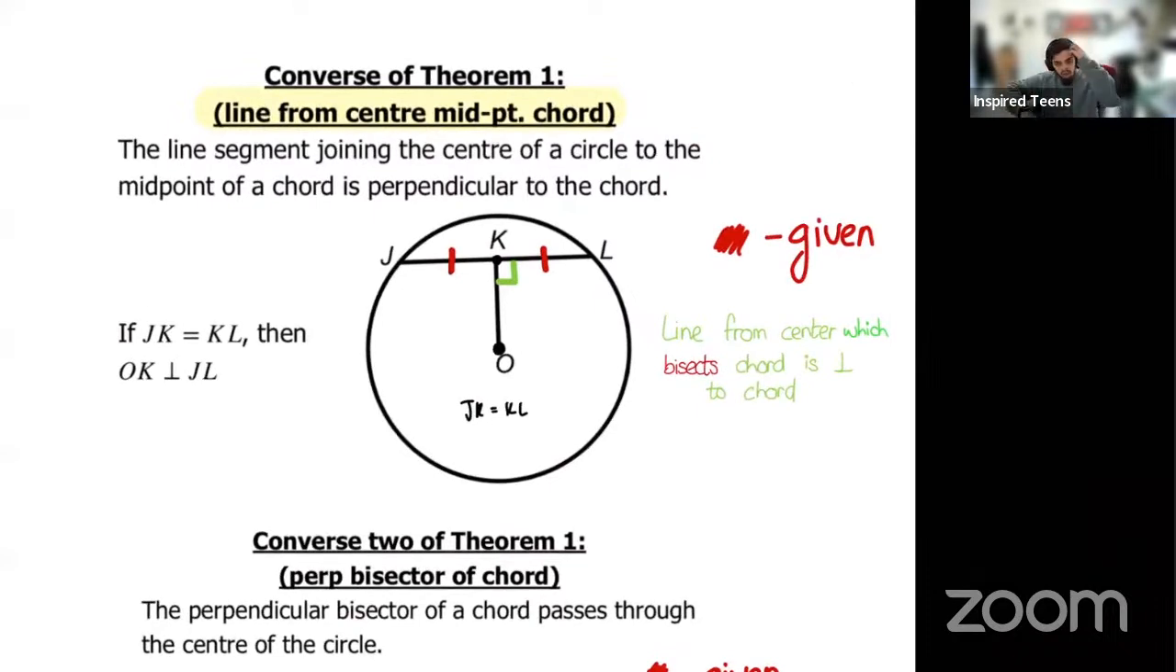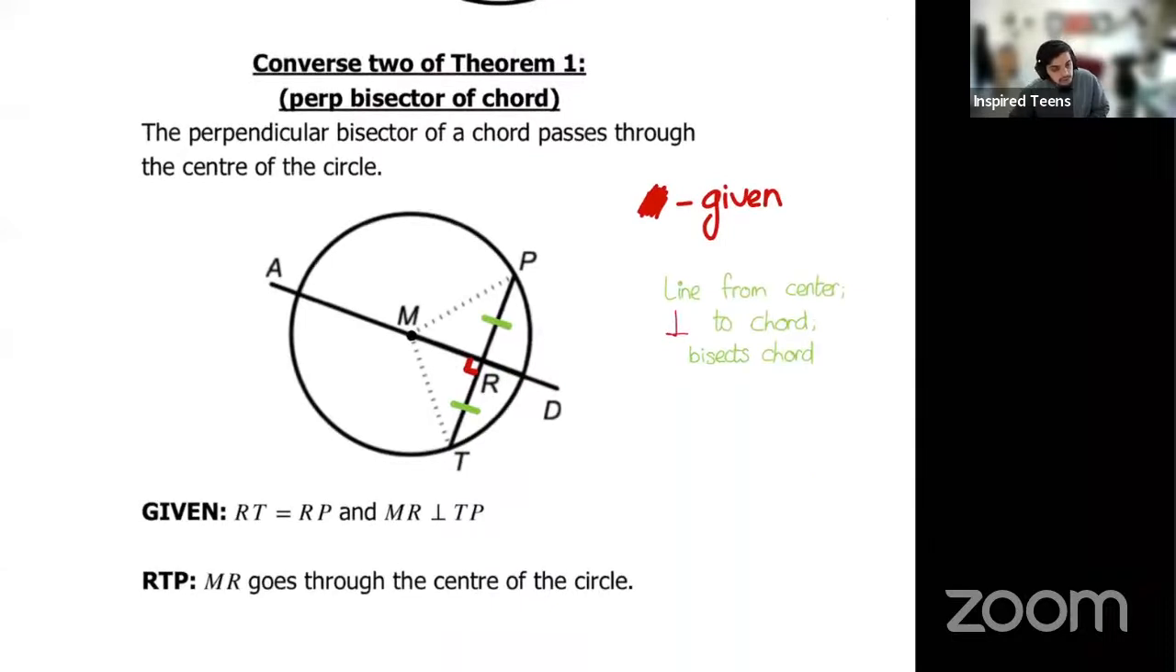Converse theorem. We'll do all the converse theorems, which you'll understand as we go along. The line segment joining the center of a circle to the midpoint of a chord is also perpendicular to that chord. Converse of theorem 1, perpendicular bisector of a chord: the perpendicular bisector of a chord passes through the center of a circle. Basically, if it's perpendicular to the chord, then it also bisects the chord. Perpendicular bisector means a line is both perpendicular and bisects another line.